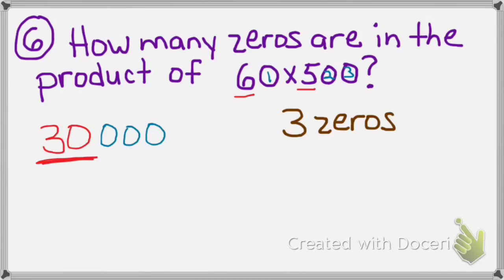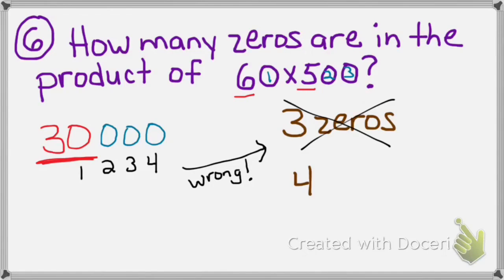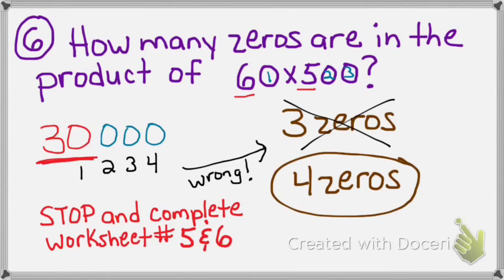And notice it doesn't say how many ending zeros did you add on. The question simply says how many zeros are in the product. If my product is 30,000, I have 1, 2, 3, 4 zeros in the final product. So the answer to this question is not 3 zeros, because that's wrong. There are 4 zeros in the final product. So you always have to solve your problem, because if your basic fact answer ends in a 0, there will be a different number of zeros than just the ending zeros. Lesson to learn here, solve it, then count. Please stop the video and complete worksheet number 5 and 6 right now.